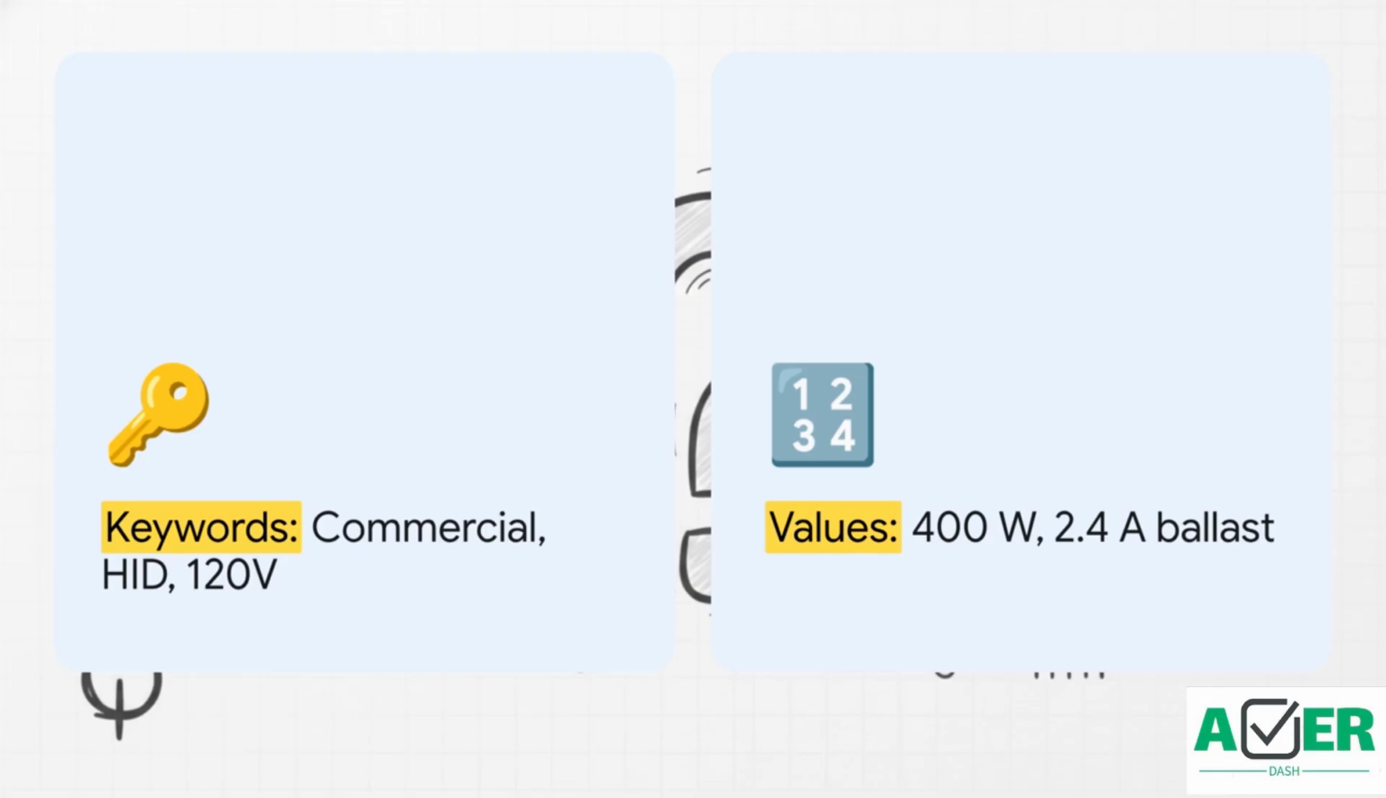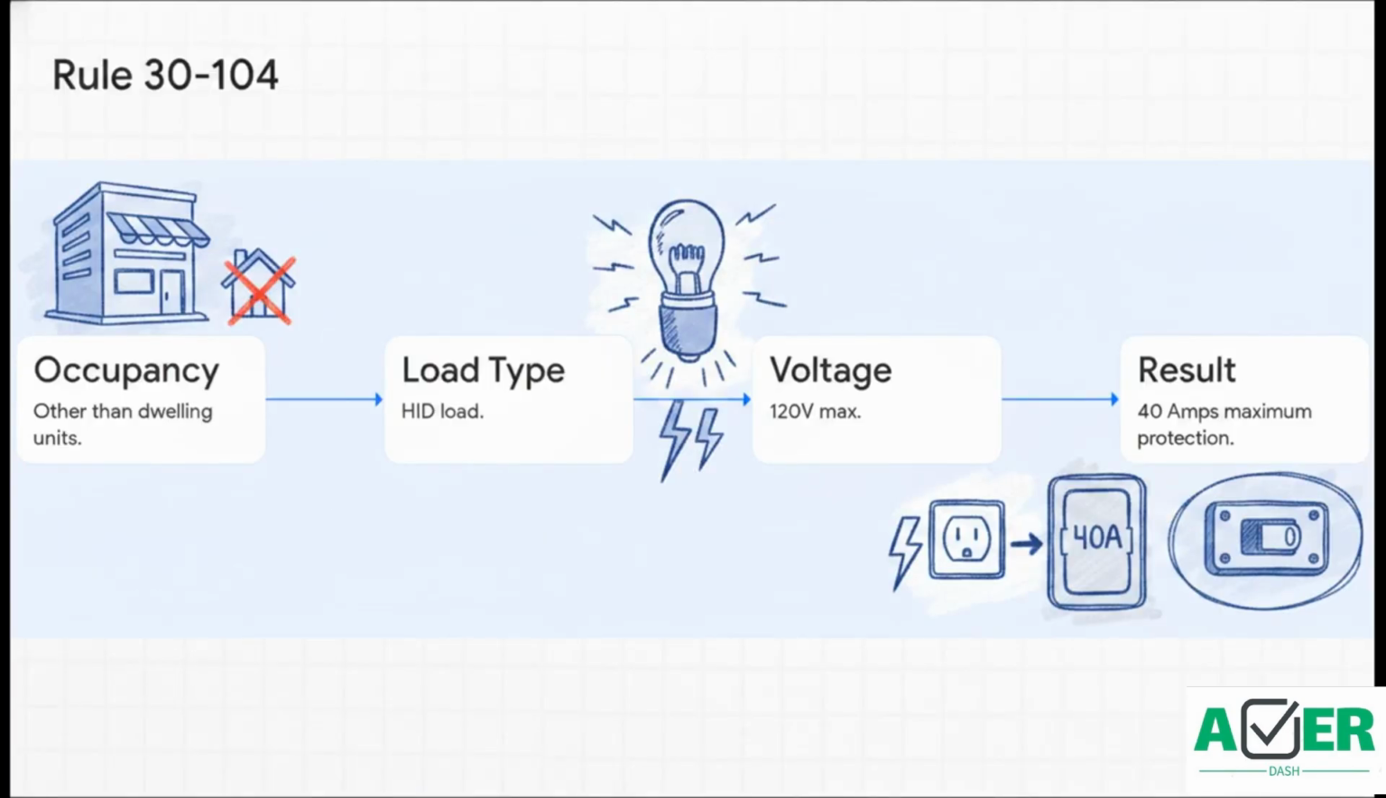Here's the kicker. That 400-watt lamp rating is completely irrelevant here. Why? Because the code strictly requires us to size based on the actual current draw of the ballast, which is that 2.4 amps. But even more importantly, those words, commercial lighting, HID, and 120V, are your golden keys. They dictate exactly which Canadian electrical code rule we have to apply to find our maximum breaker size. And those golden keys point us straight to Rule 30-104 of the code, which handles protection.